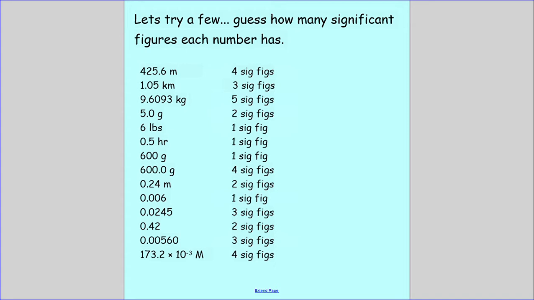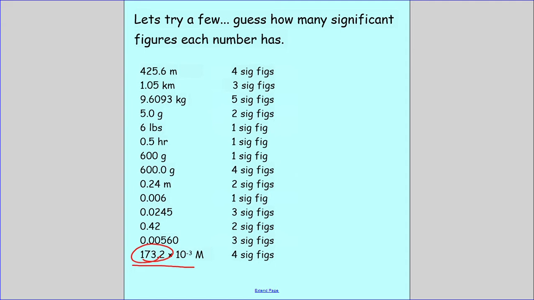The only one that's really different than what we talked about, that was just in that last slide, is scientific notation, that's this 173.2 times 10 to the negative 3. So all the digits, not the times 10 to the negative 3 part, that just tells you where to move the decimal, but all of the digits in the actual value itself count for significant digits. So that's why there's 4, because there's 4 digits right there.